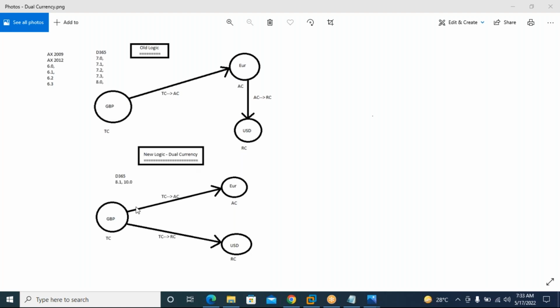Now the new logic is that transaction currency is converted into accounting currency, and transaction currency is converted into reporting currency. This is the new logic. It looks very simple, but to be frank, the entire application is redesigned. Every posting was redesigned heavily because of this small change. It looks like a very small change, but it will impact the application a lot.